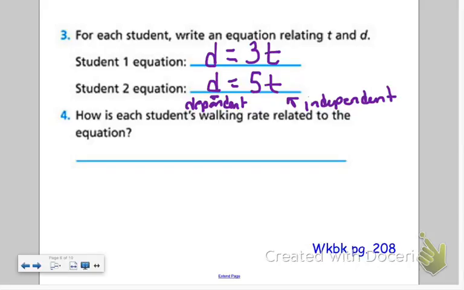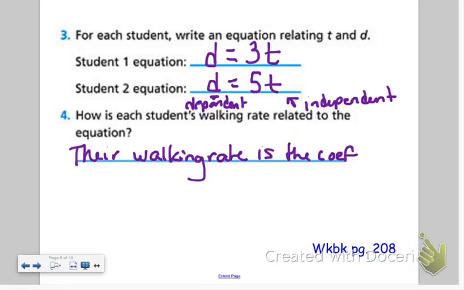So how is each student's walking rate related to the equation? Remember, student 1 went 3 feet per second, student 2 went 5 feet per second. Basically, their walking rate is the coefficient of t. Do you notice how the coefficient of student 1 was 3 because they went 3 feet per second? The coefficient for student 2 was 5 because they went 5 feet per second. So the unit rate, their walking rate, is the coefficient of t. It's the number that we're multiplying with the time.